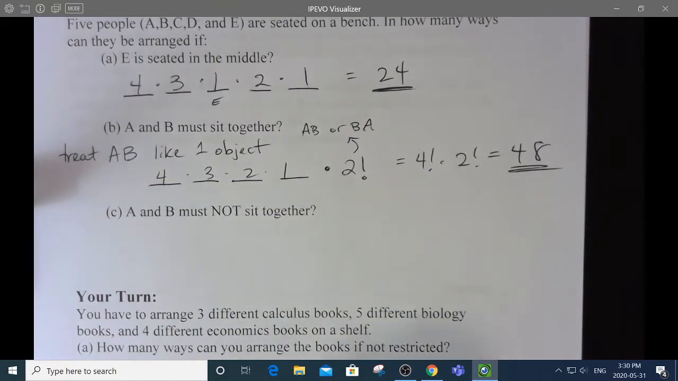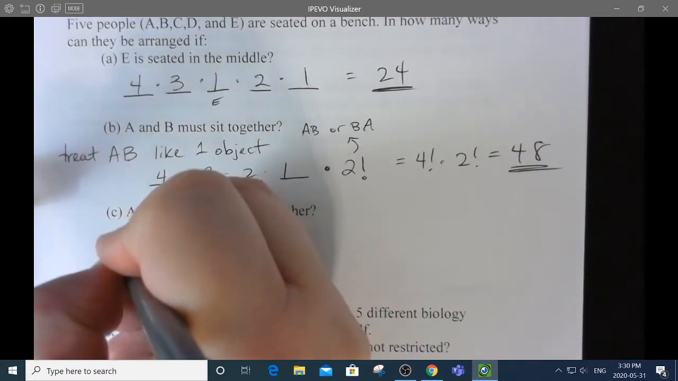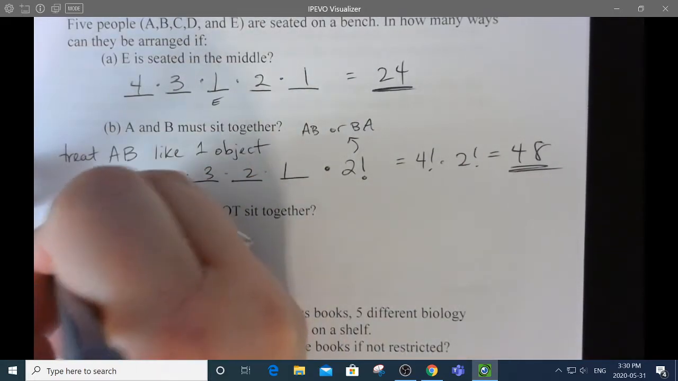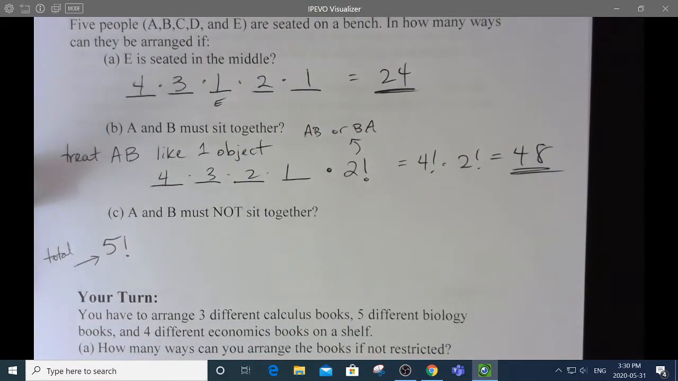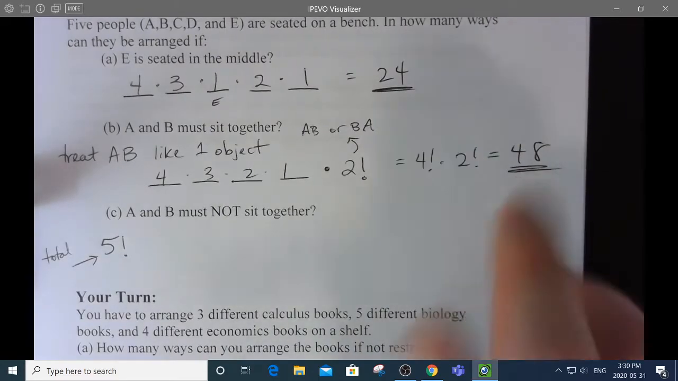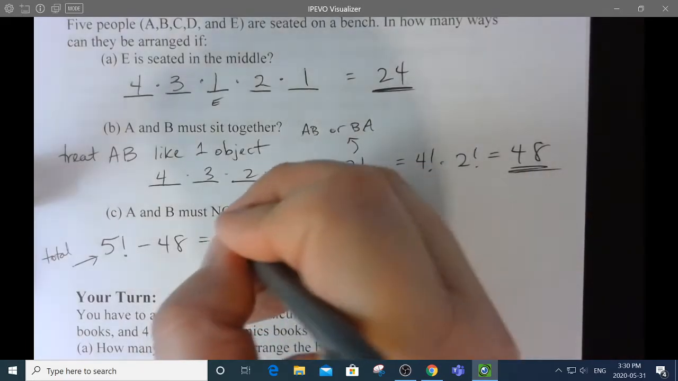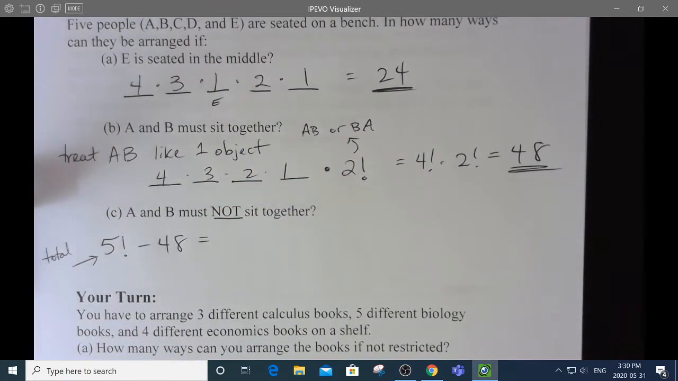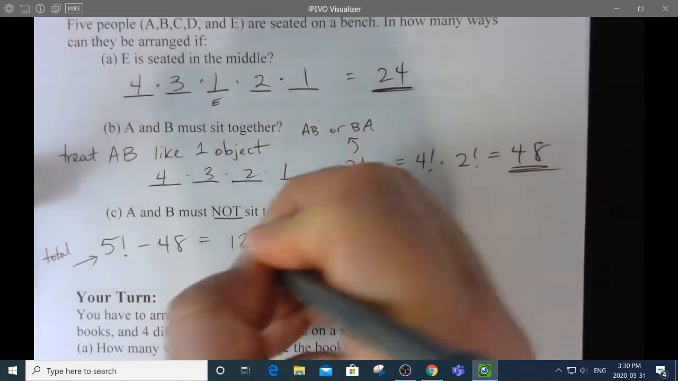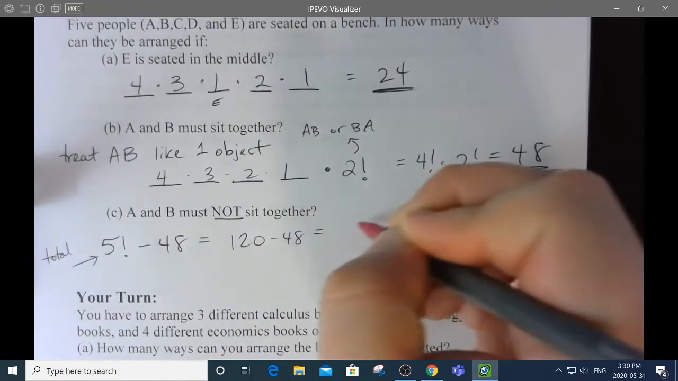The total number of ways to sit 5 people on the bench is 5 factorial, and the number of ways that I could seat them where A and B sit next to each other is 48. So subtract 48, and the remainder must be the number of ways where they are not sitting together. Boy, that makes life pretty easy. So that's 120 minus 48, which is 72.